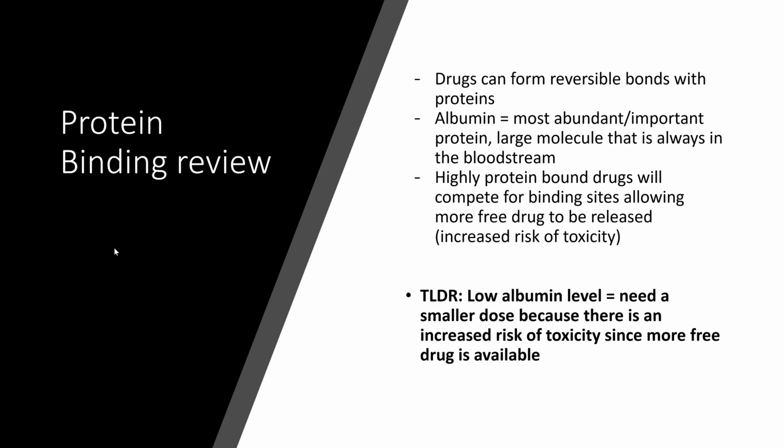Okay, so we're going to go over protein binding just a little bit here. Drugs form reversible bonds with proteins. Albumin is going to be the most abundant and important protein in the bloodstream, and highly protein-bound drugs will compete for binding sites, allowing more free drug to be released. The more free drug released is going to increase that risk for ototoxicity. So if you have a low albumin level, you're going to need a smaller dose of that drug, because otherwise you would have more free drug being released, and there is an increased risk for toxicity in that case.